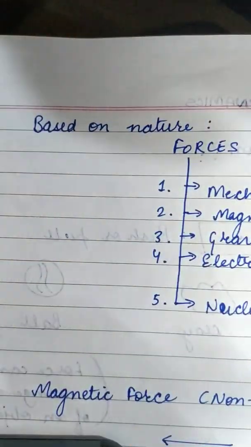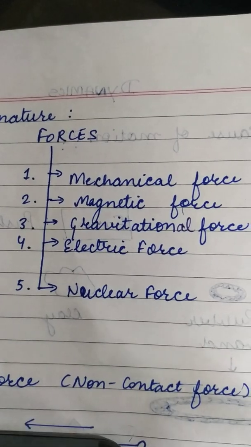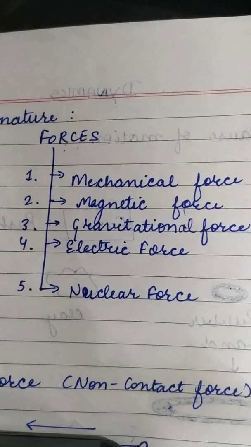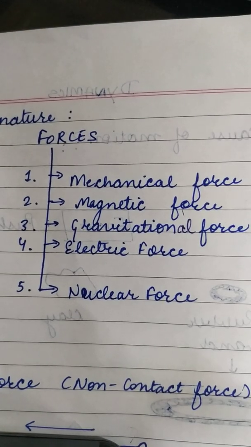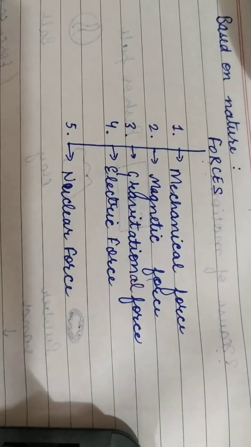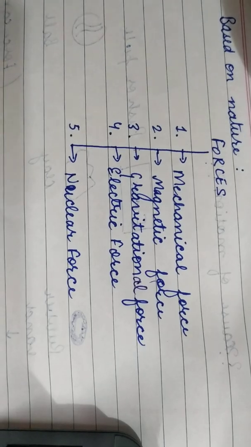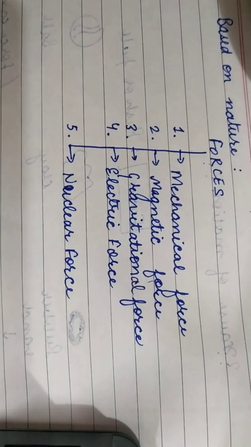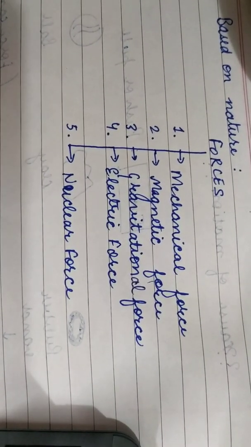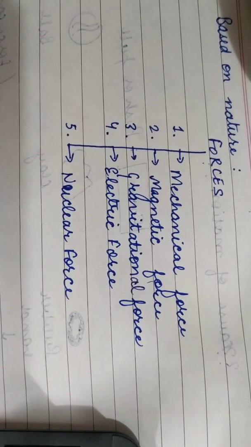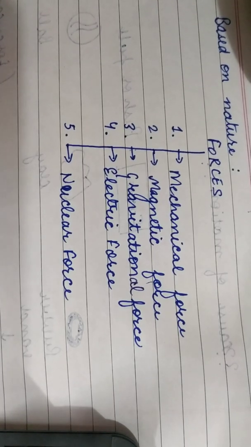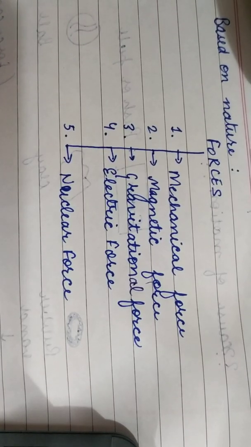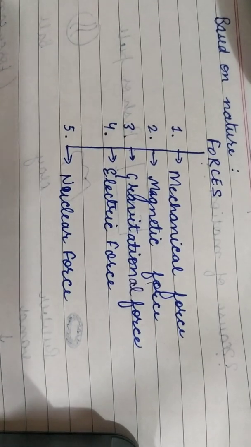Based on their nature, forces can be classified into mechanical force, magnetic force, gravitational force, electric force, and nuclear force. Mechanical force. To hit a nail into a wall, we use a hammer. The force exerted by the hammer on the nail drives it into the wall. Thus, in this case, the force makes a physical contact and displaces the nail. Such a force is called a contact force, or in this case, it can also be called the mechanical force.